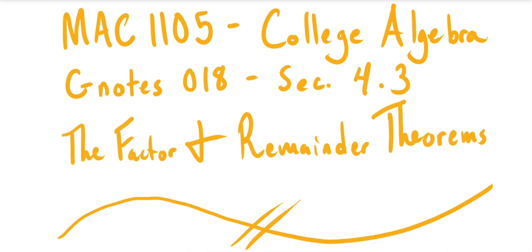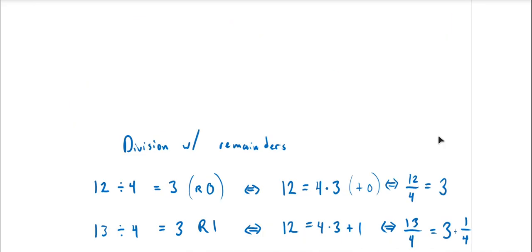My name's Sean Perry. These are guided notes number 18 in the series on Chapter 4.3, the factor and remainder theorems. Before we begin, let's review the idea of division with remainders.